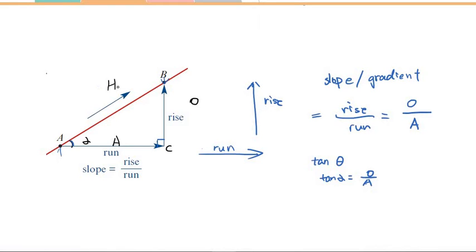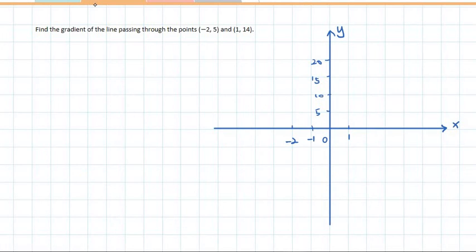Alright, now that's about the triangle that we drew. Let's put our triangle back onto the linear line in the Cartesian coordinate plane. The first question: find the gradient of the line passing through the points (-2, 5) and (1, 14). It doesn't look like what we have been teaching. What I'm going to do is fit these 2 points on the Cartesian coordinate plane. From the previous question, we have to locate a triangle and find the rise and the run in order to calculate the gradient, or the slope. So let's find our points first.